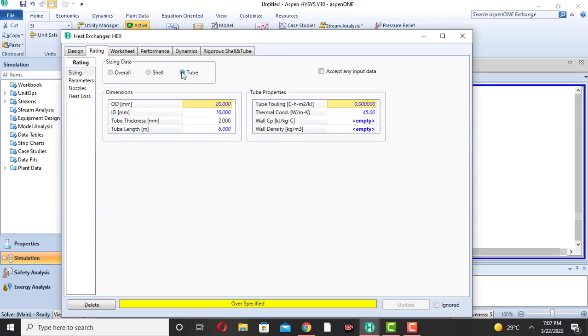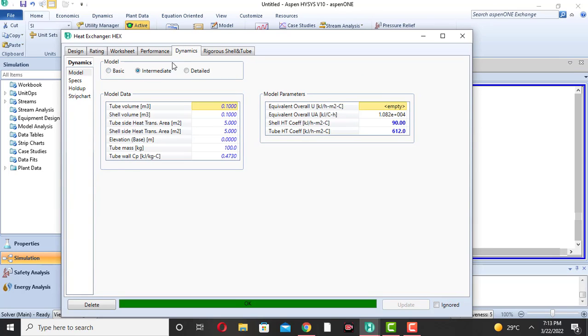Come to the tube side. The tube diameter is given to us, in which the hot water is filled. The tube side outer diameter is 2 centimeter, which is equal to 20 millimeter. The tube length given to us is 6 meter. Now click on Dynamic, click on intermediate. Now everything is okay.